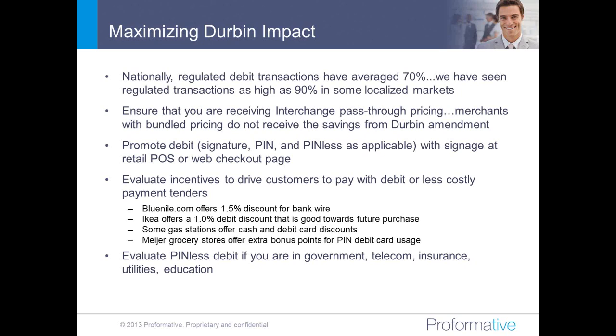So how can you maximize the value that the Durbin Amendment may provide? One is you want to make sure that you have interchange pass-through pricing. If you're a merchant and you have bundled pricing or tiered pricing, you're not going to get any benefit from the Durbin Amendment because your processor is getting all the benefits. They're keeping all the savings for themselves, and they're not passing them on to you. You can recognize those savings by making sure that you are on interchange pass-through pricing.